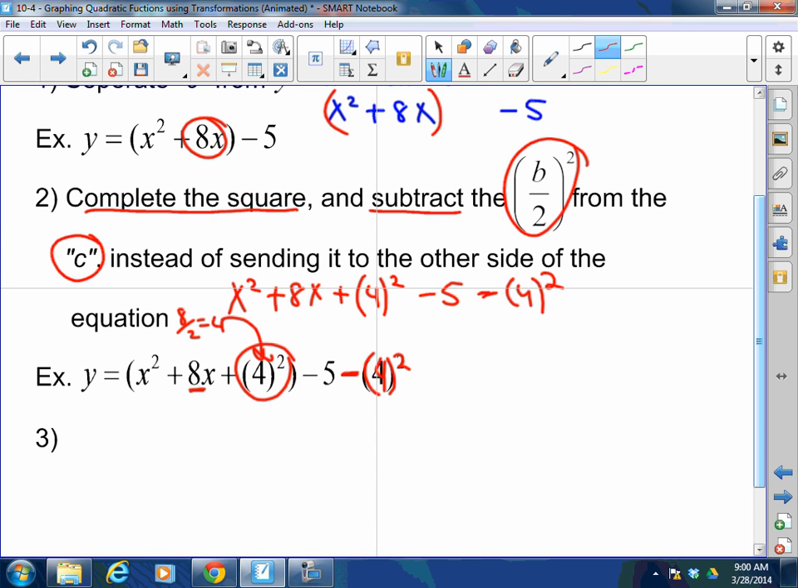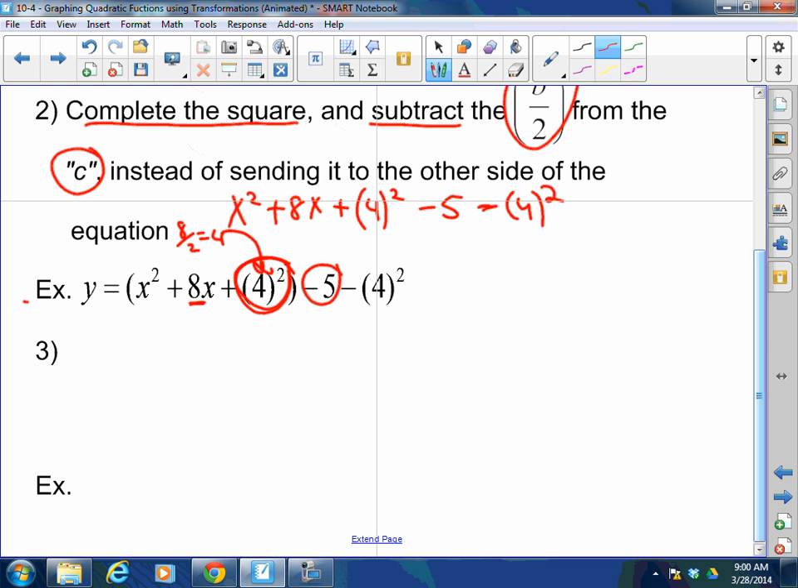Normally, instead of doing that, we would have added it over here, right, guys? But then if I add it over here, don't I have to subtract it over here anyways at the end? So instead of doing that and complicating your life, simply complete the square and subtract the b over 2 squared from the c value you separated in step 1. Are you with me?